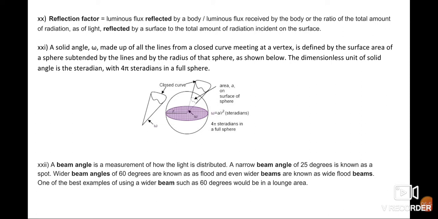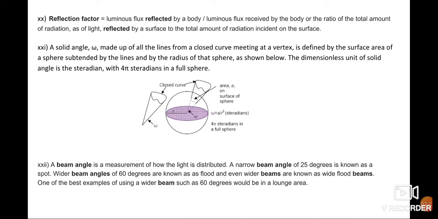Next is solid angle. A solid angle omega made up of all the lines from a closed curve meeting at a vertex is defined as the surface area of a sphere subtended by the lines and by the radius of that sphere, as shown in the diagram below. The dimensionless unit of solid angle is steradian, with 4 pi steradians in a full sphere.